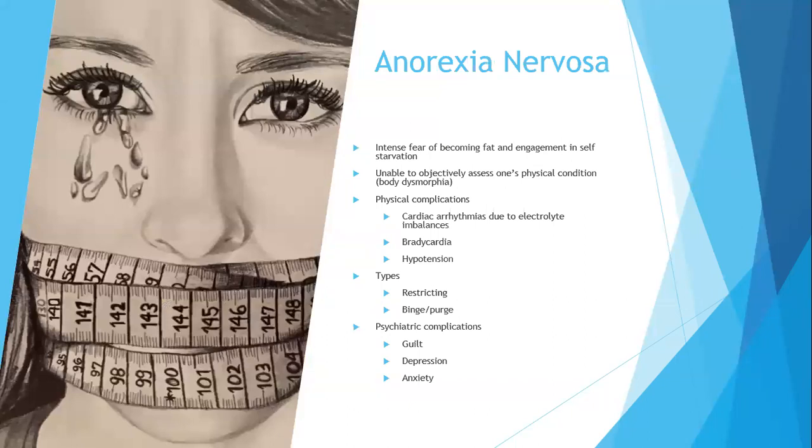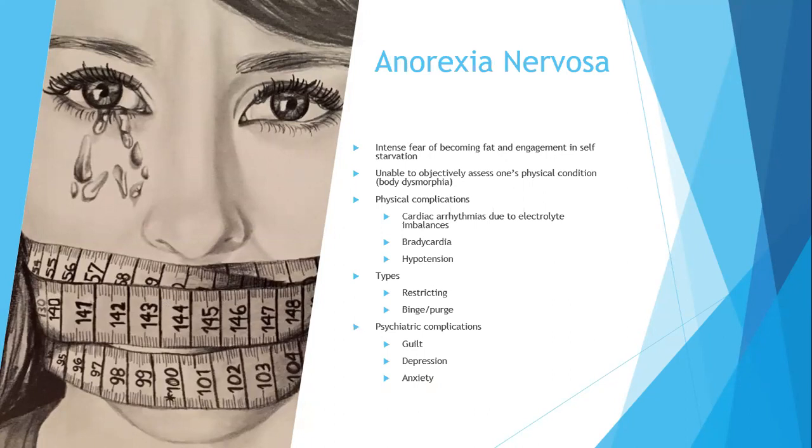Anorexia nervosa usually involves an intense fear of becoming fat, engagement in self-starvation, and the inability to objectively assess your own physical condition. So it's called body dysmorphia. Someone with anorexia might be really thin and they look at themselves in the mirror and they go, no, fat. And it's not one of those fat mirrors that just makes you look fat.